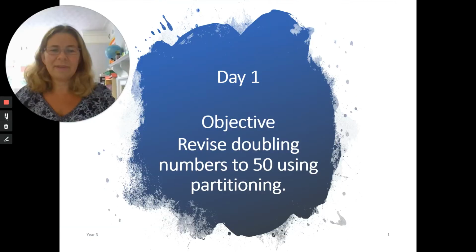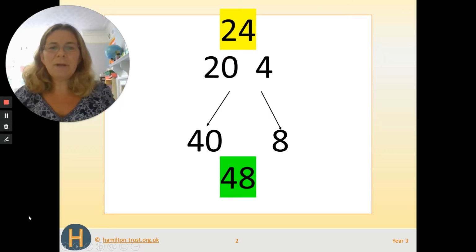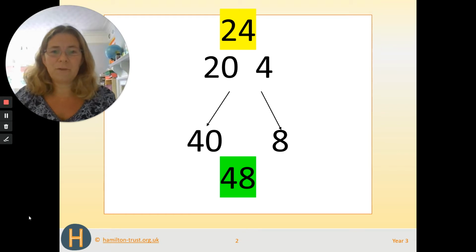This is doubling. Day 1, our objective is to revise doubling numbers to 50 using partitioning. If we look at the number 24, we can split the number into 20, 2 tens, and 4 ones or 4 units. If we double 20 first, we get 40. Then if we double 4, we get 8. Then we recombine those numbers and we get 48.